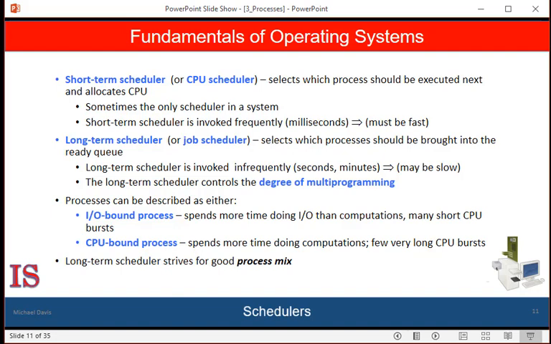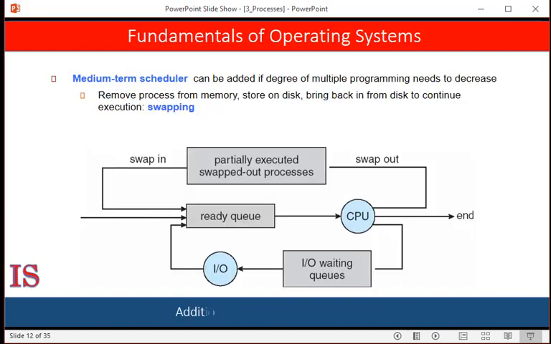A process continues this cycle until it terminates, at which time it's removed from all queues and its process control block and resources are deallocated. You remember in our earlier unit, we said that part of the responsibilities of the operating system is to allocate resources, monitor resources, and deallocate resources. Okay, you're hearing how it's done.